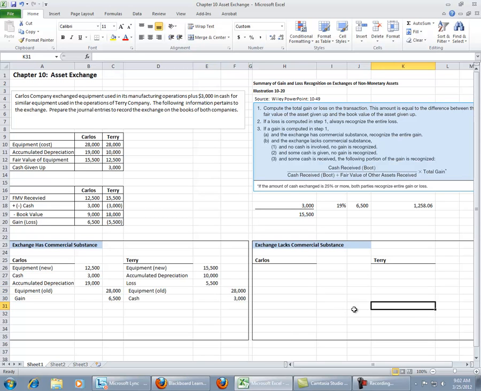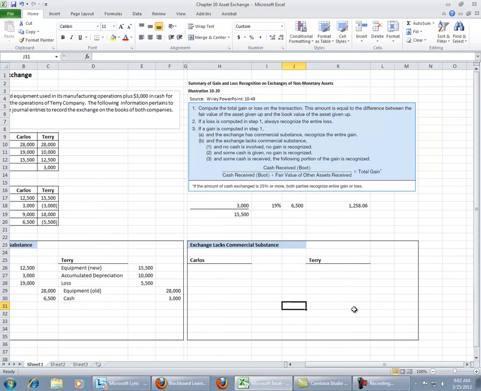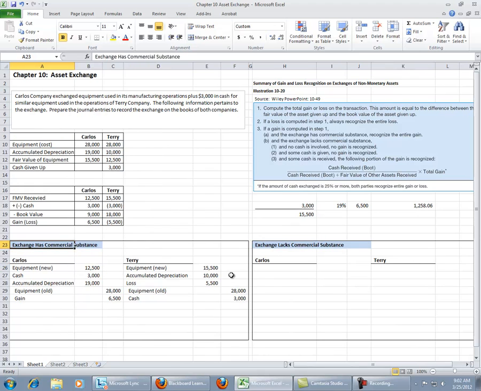Now let's assume that the exchange lacked commercial substance. The two parties were not materially different economically than they were before the transaction. Carlos then had a gain of 6,500. We're going to have to go to 3B, and we need to determine whether or not cash was involved. We know cash was involved, and for Carlos, cash was received. So we're down to B3. Some cash is received, and we need to compute the amount of gain that needs to be recognized.